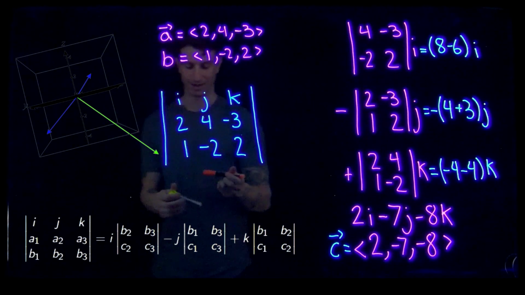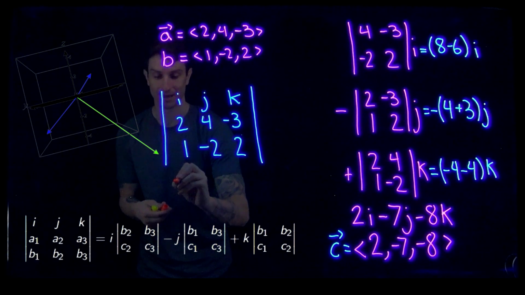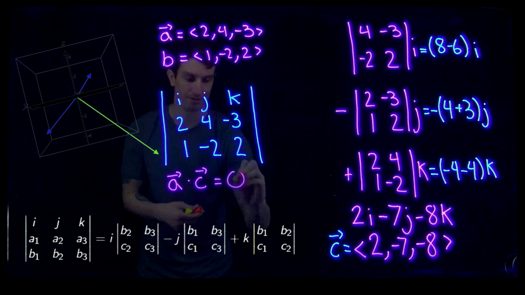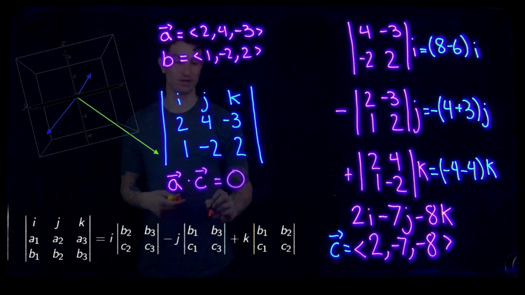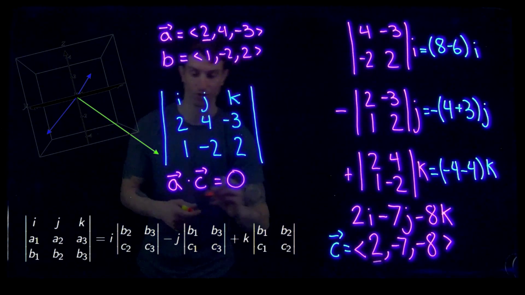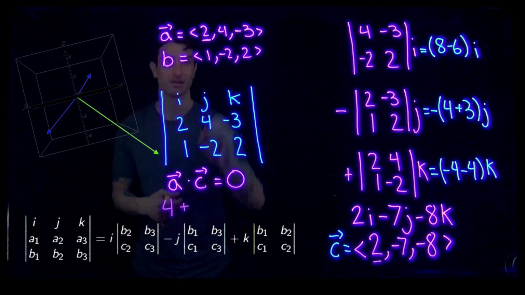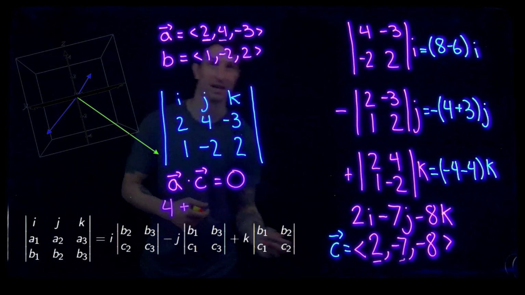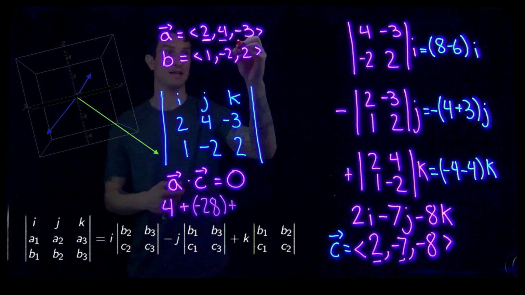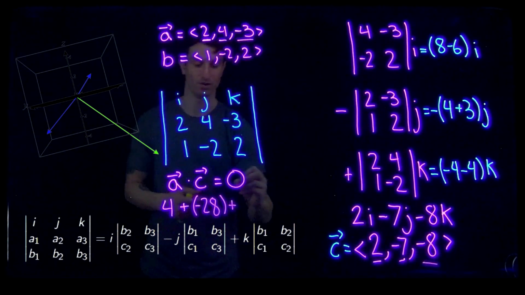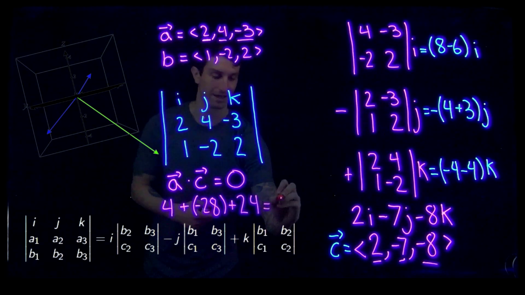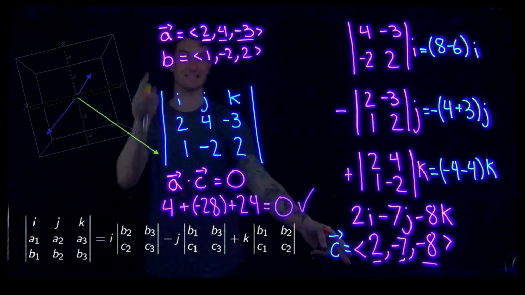Let's check to see if C is orthogonal to A. Right, so what does that mean to be orthogonal? Well, that means that the dot product of A dot C should be equal to 0. Right, and I'm going to do this just so I don't waste any space. So what do I have? A, which is 2, times 2, so I have 4, plus 4 times negative 7, negative 28, plus negative 3 times negative 8, so plus 24. And what do we get here? Negative 24 plus 24, we get a 0. So we have confirmed that C is indeed orthogonal to A.